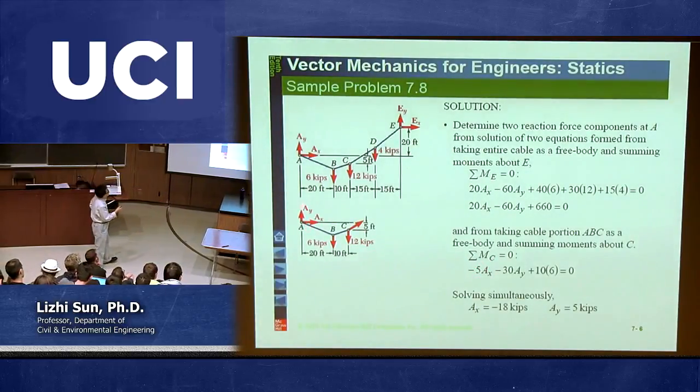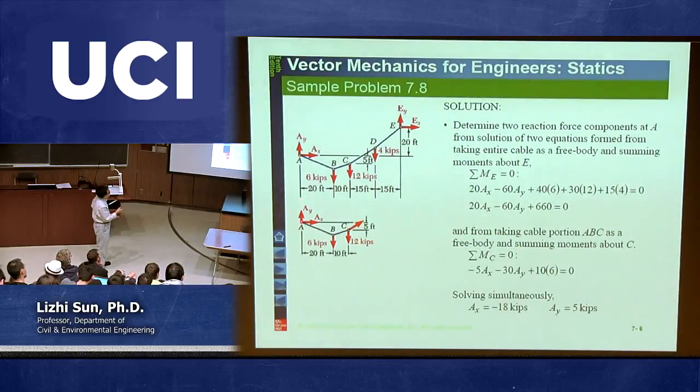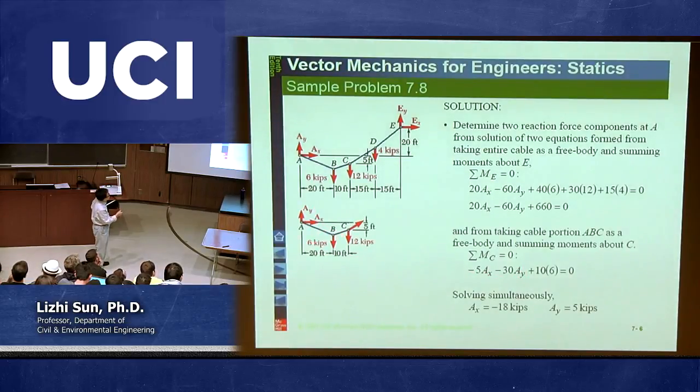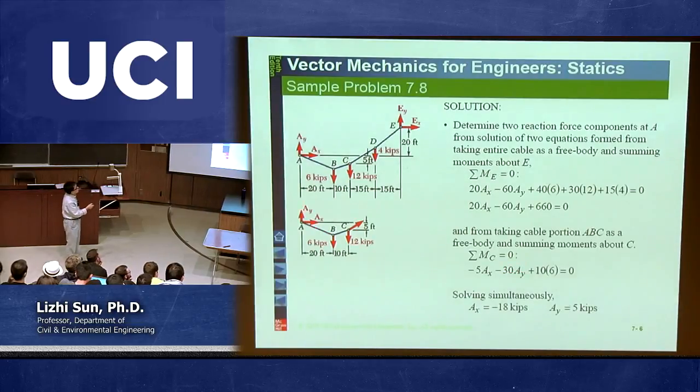And then what is the moment due to AY? That's going to be AY times the shorter distance from C to here. That's going to be 10 plus 20, 30. So 30 times AY is also clockwise, so put a negative sign here. So this is the moment due to AY.